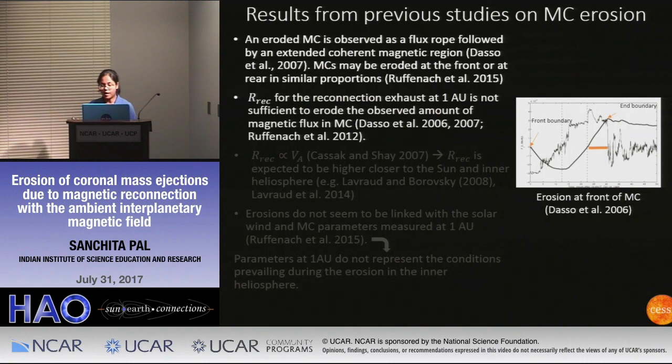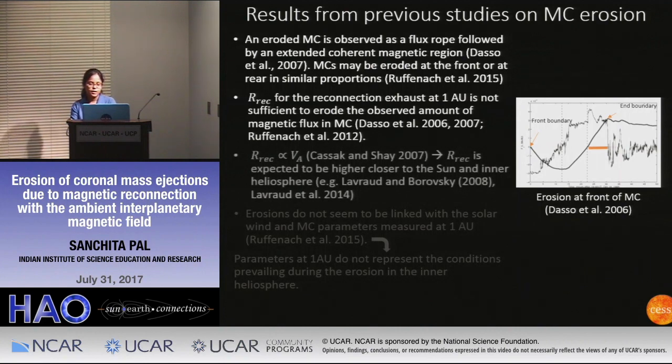But from the analysis of this eroded flux, it is found that the reconnection rate is pretty much high, like 0.12. So for some events people have studied it, and it has been found that the reconnection rate is pretty much higher than the reconnection rate calculated at 1 AU. So it means that reconnection is not happening at 1 AU, it is happening in the inner heliosphere, or in the middle region between the sun and the earth.